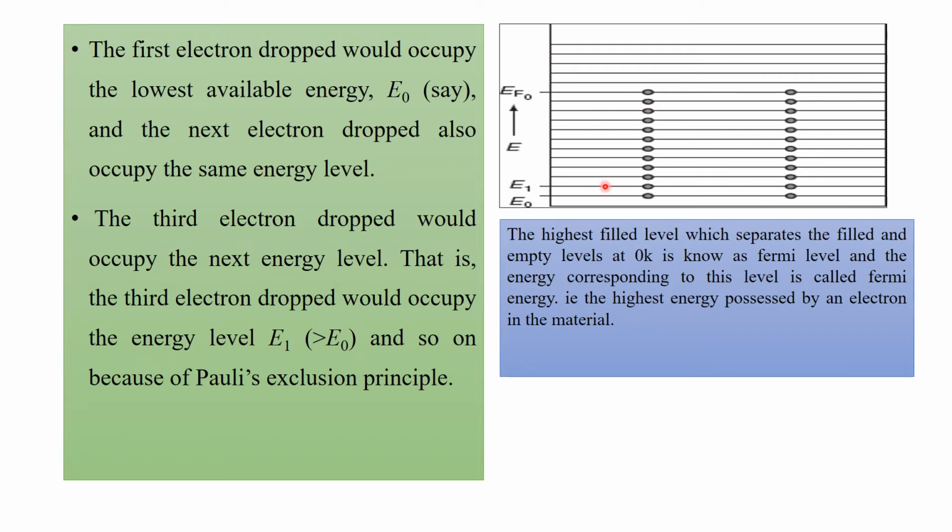Consider the figure. In this figure, the first electron dropped would occupy the lowest available energy E0, and the next electron dropped also occupies the same E0 level. The third electron dropped would occupy the E1 level and so on. That is, Fermi-Dirac distribution obeys Pauli's exclusion principle. In this case, the energy value E1 is found to be greater than E0.